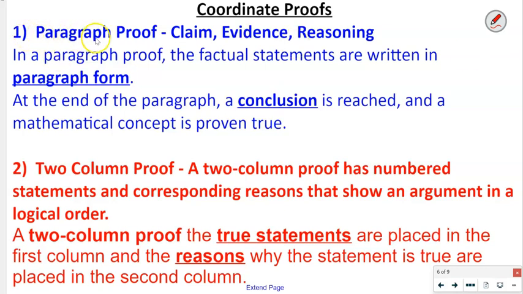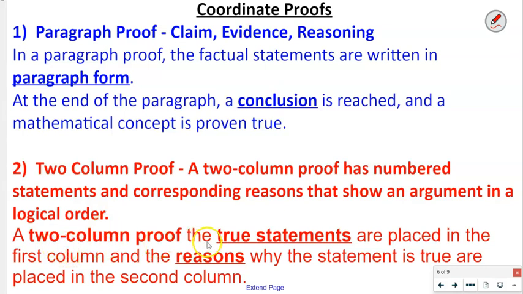First of all, we have a paragraph proof. That's the claim, evidence, reasoning. In a paragraph proof, the factual statements are written in paragraph form. We're just going to write factual statements and put some reasons for those factual statements. Then at the end of the paragraph, we're going to have a conclusion, and it's reached, and its mathematical concept is proven true. Then we also have the two-column proof. A two-column proof has numbered statements and corresponding reasons that show an argument in a logical order.